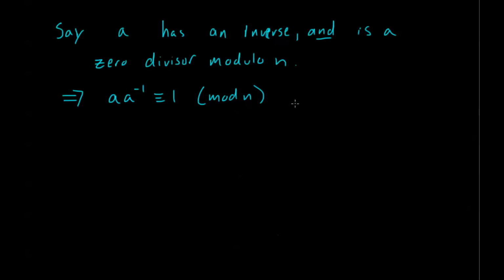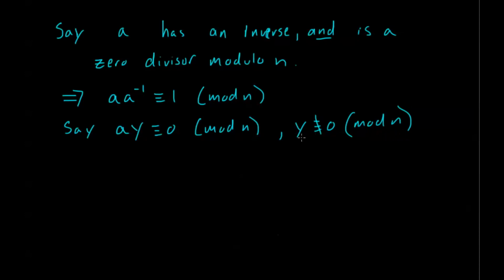Now let's just say that the other zero divisor complementing a is y. Let's just say that ay is congruent to 0 mod n, where y is not congruent to 0 mod n. This is what we call a zero divisor, if both of these values are non-zero and their product is 0. So if a has an inverse and is a zero divisor, then I can multiply y to this equation and I get a inverse is congruent to y mod n.